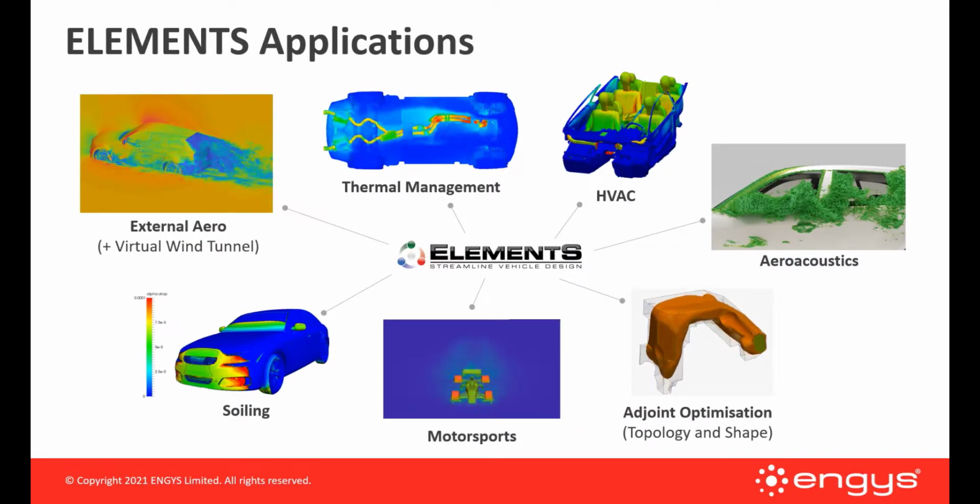Talking about Elements in more detail, it's important to mention all the different applications that we can cover with Elements today. And you can see in this slide that we can cover pretty much every single aspect of CFD simulation in the context of vehicle design, starting with external aerodynamics in the shape of virtual wind tunnels, thermal management, HVAC and cabin comfort, acoustics analysis and noise prediction, soiling, motorsports applications, and then finally, automatic design optimization using Adjoint.